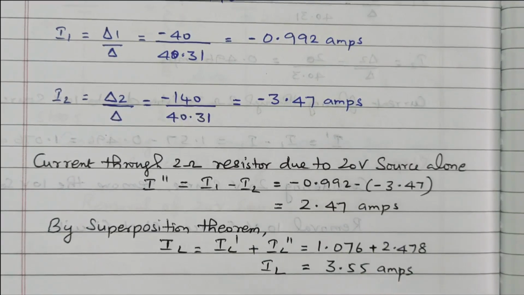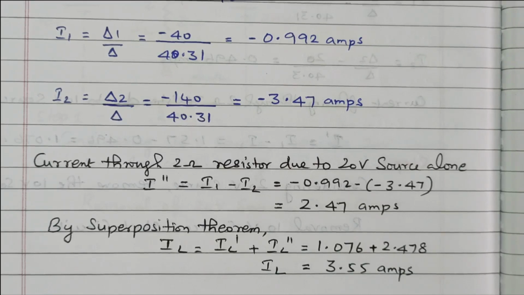So by the superposition theorem, we easily calculate by considering only one voltage source and calculating the current. Then considering the other voltage source, we calculate the current in a simplified manner. Thereafter, we add both currents. That is the statement given by the superposition theorem.